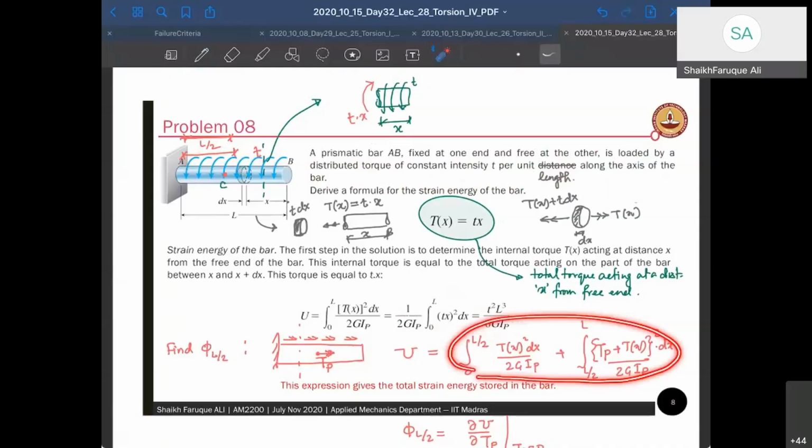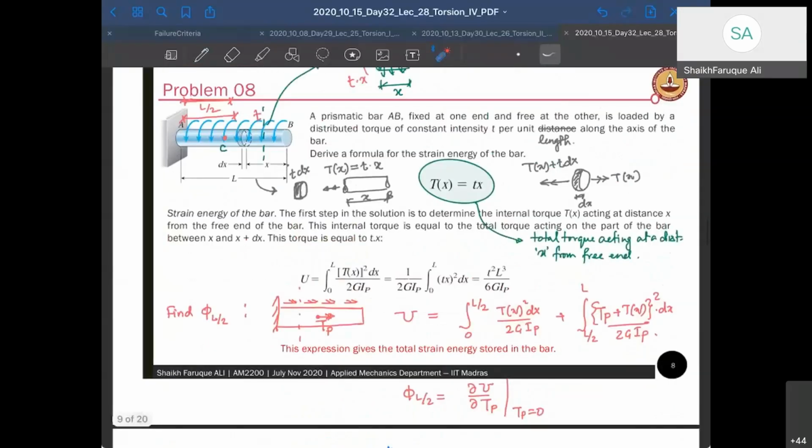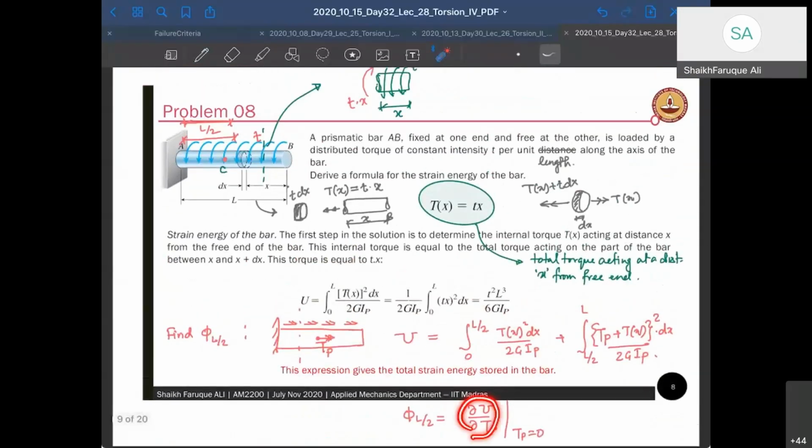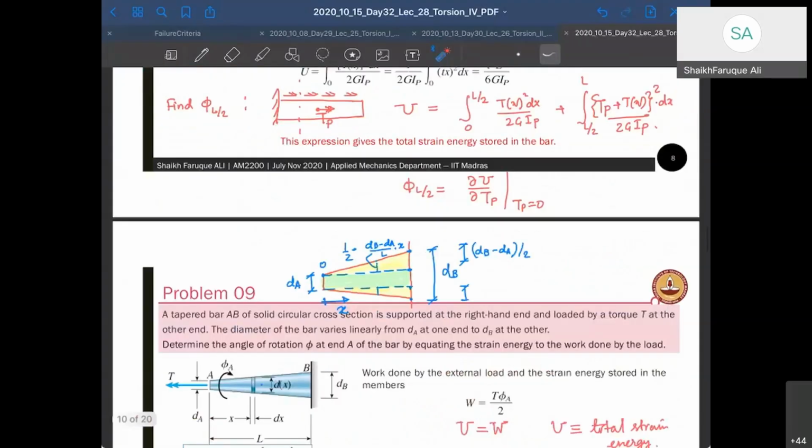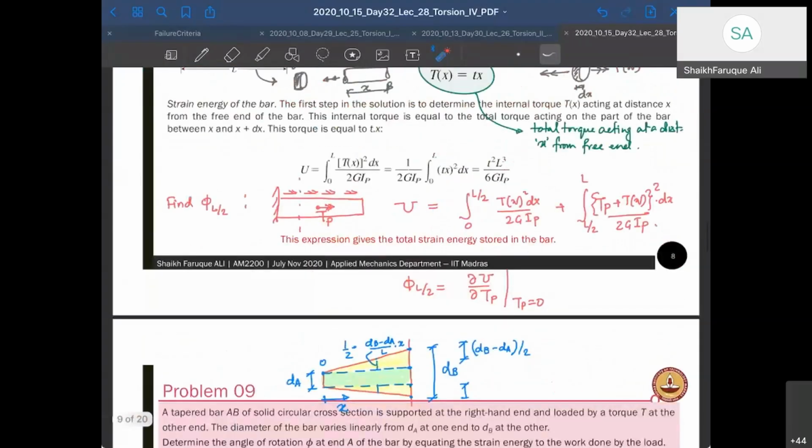So up to this point, from 0 to L by 2, you have only Tx whole square dx. But after that, it will be Tp plus Tx. So let us name it as Tp. So it will be Tp plus Tx, and you can do those integrations. Once you do those integrations, you can take the derivative with respect to Tp and then put Tp equal to 0 to find the twist at L by 2. Do this at home. Okay.